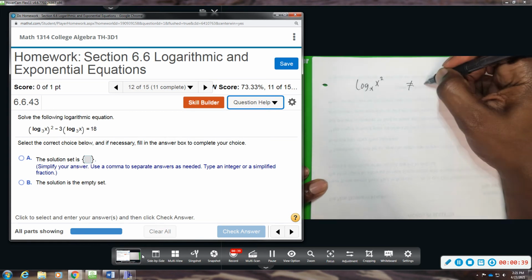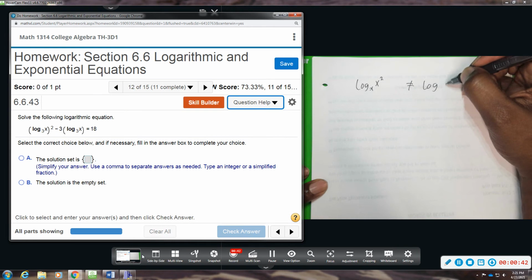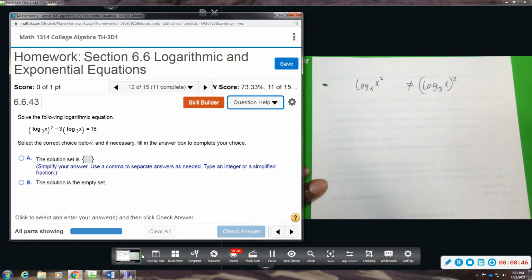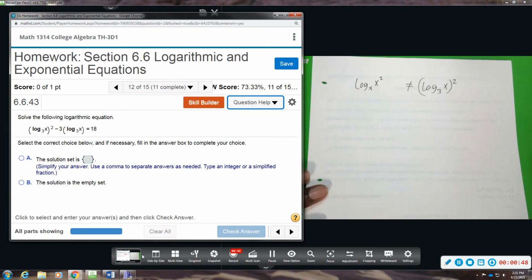This is not the same thing that we're used to looking at, log base 3 of x, the whole thing inside parentheses squared. This is different. What we want you to see or get is that this is similar to a quadratic expression.